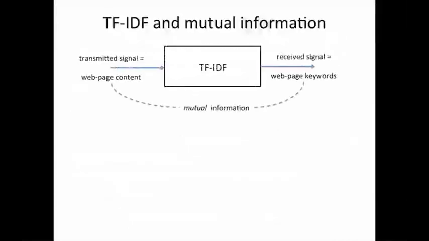Now let's see what TF-IDF has to do with mutual information. Remember that we have a transmitted signal, which is the content of the web page, and we want to somehow compute what are the best keywords that should represent this web page so that the mutual information between the content and the web page keywords is high. Our channel in this case is TF-IDF. We're trying to figure out what this channel does in terms of maximizing the mutual information.